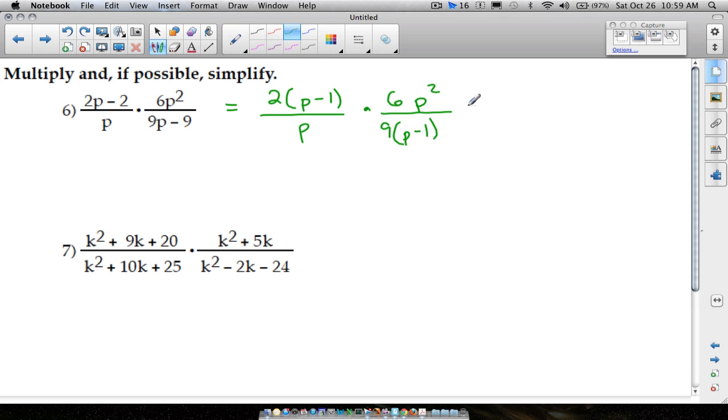p minus 1. And now we can cancel out whatever we want because everything is getting multiplied. 2 times this junk times 6 times p squared all over p times 9 times p minus 1. That multiplication symbol isn't really that special anymore. It's just one big old fraction. So let's cancel out whatever we can. The p minus 1's cancel out. This p squared and this p.